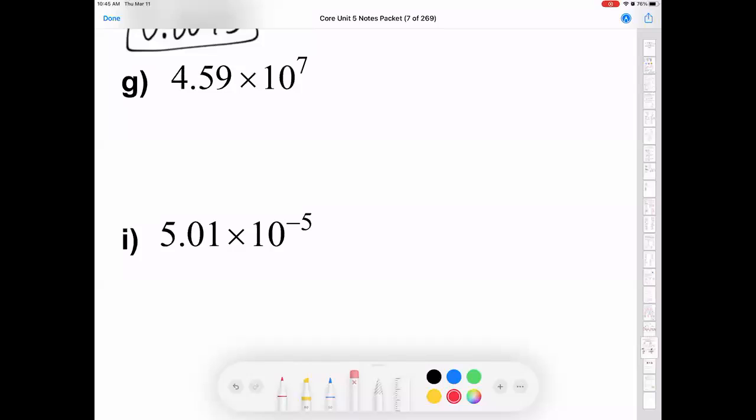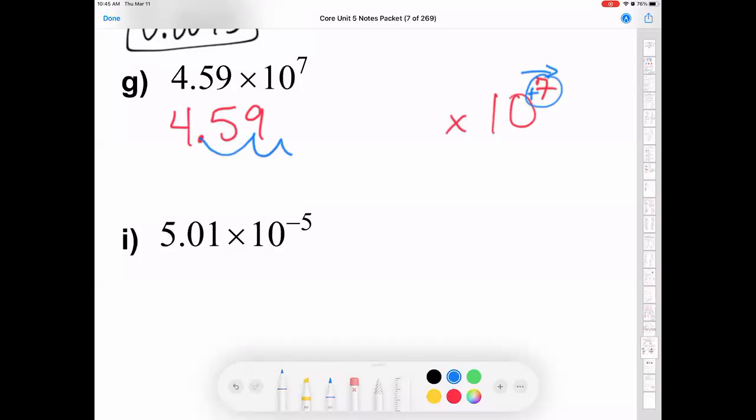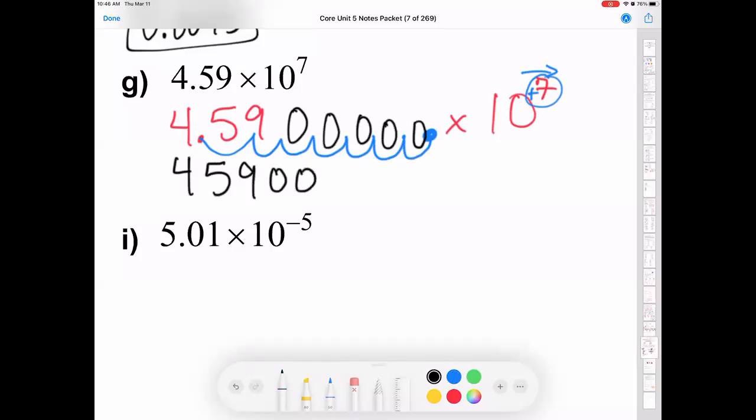All right, fantastic job to those students. So we have 4.59 times 10 raised to the seventh power. We're going to move our decimal over to the right seven places because we have a positive seven. So 1, 2, 3, 4, 5, 6, 7. Put our decimal at the end. Anywhere we see those bumps, fill them in with zeros. Final answer comes out to be 45,900,000.